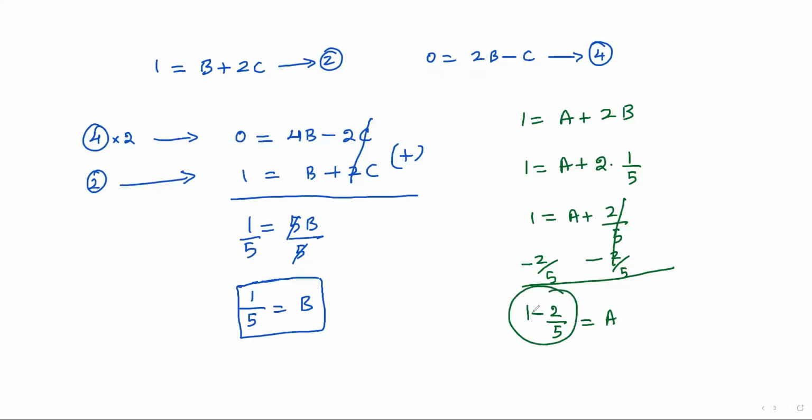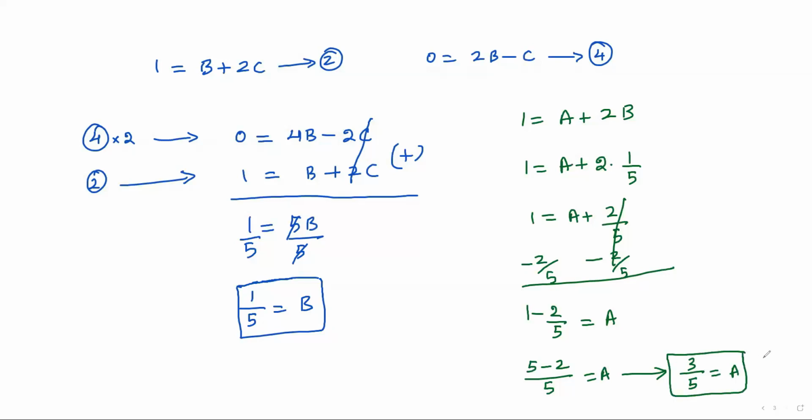Okay, to simplify this one, I have to multiply this integer 1 by this denominator. When I multiply 1 by 5, I'll be getting 5. Once I'm done with this multiplication, I can take this 5 as a common denominator. That is (5 minus 2) over 5 is equal to a. So when I simplify this one, I'll be getting 3, so 3 over 5 is equal to a. Okay, now I got the value of a, that is 3 over 5.